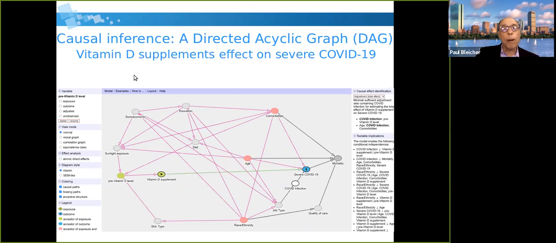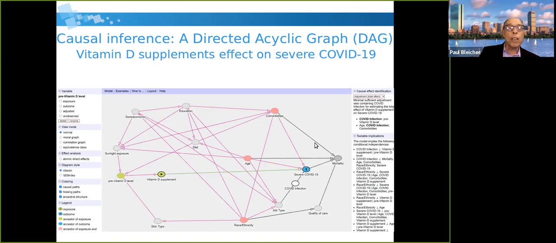This is in a program called DAGitty in R that actually shows you the factors that you have to adjust for in an observational study, which in this case would be either race, ethnicity, age, and comorbidities, not adjusting for all the other things, or pre-vitamin D level if you had actually measured that in everybody. But if you adjust on mortality, you're making a mistake, and you actually are going to connect these two things.